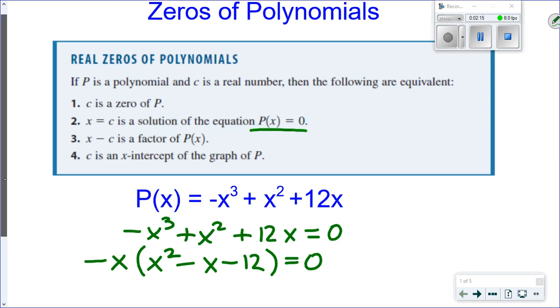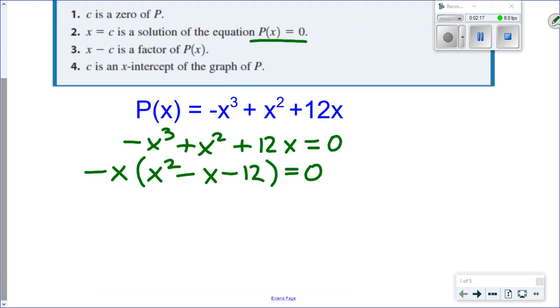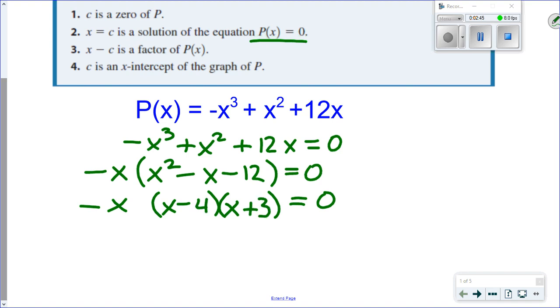Okay, now remember, after you factor out your GCF, you want to count the terms. I'm left with x squared minus x minus 12 in parentheses, which has 3 terms. So because it has 3 terms, I can try to break up the trinomial into factors of 2 binomials. So this is where we would think factors of negative 12 that add to negative 1. So negative 4, positive 3 would work. So we've got our 3 factors.